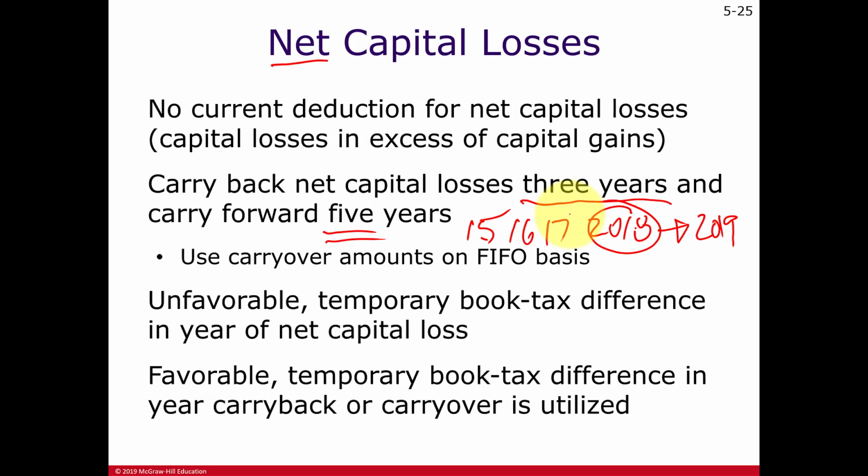In the case of the income statement, you just deduct the loss on the income statement. Again, in the case of a tax return, they're limited. You get to use capital losses only to the extent of capital gains.